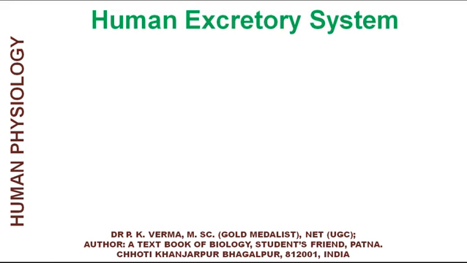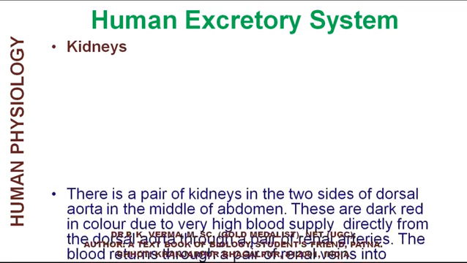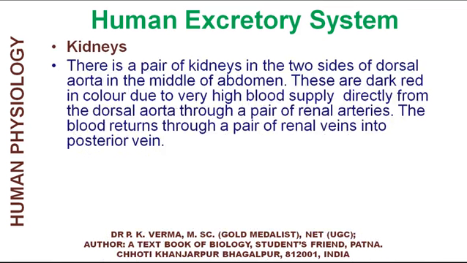Now, let us study about the human excretory system. In humans, a pair of kidneys have been developed in the abdominal region from the mesodermal somites. From the same somite, the adrenal gland and urinogenital system, that is ovaries and testes, also have been developed.